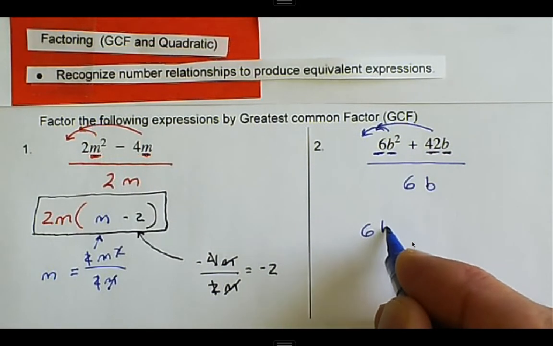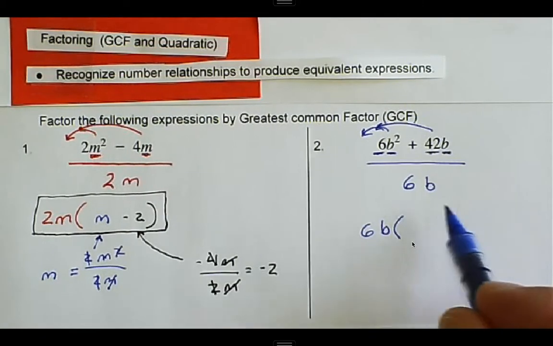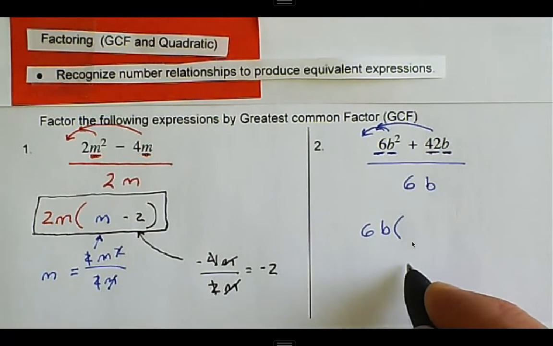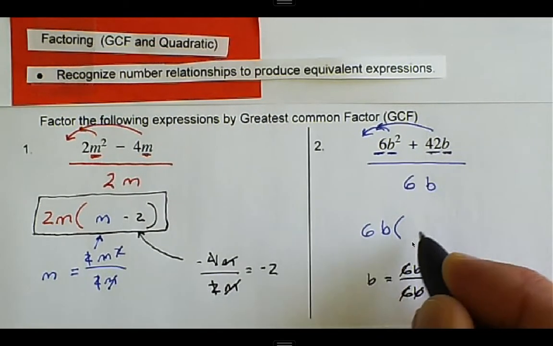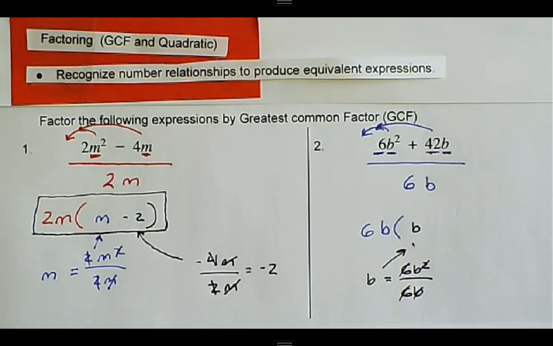So we have 6b there. And now we have to find out what's left. So 6b squared divided by 6b, and that is going to be the 6's divide and the b's. So we're just left with 1b. So that b is what goes in that first term.